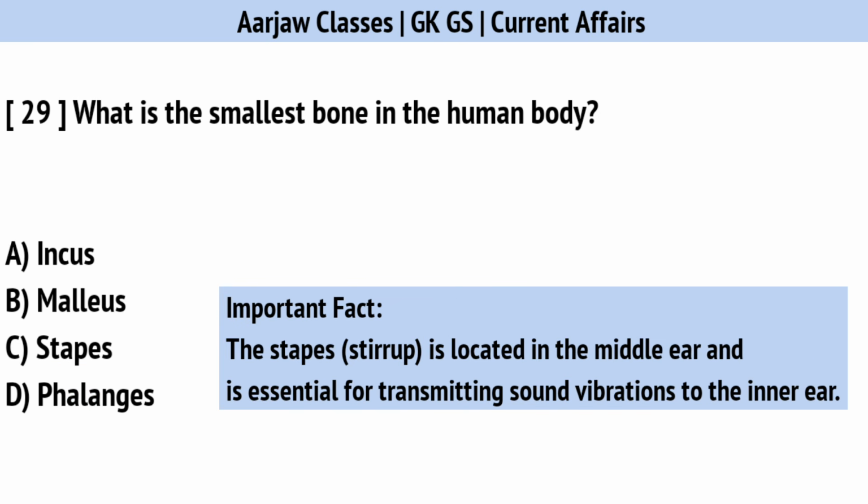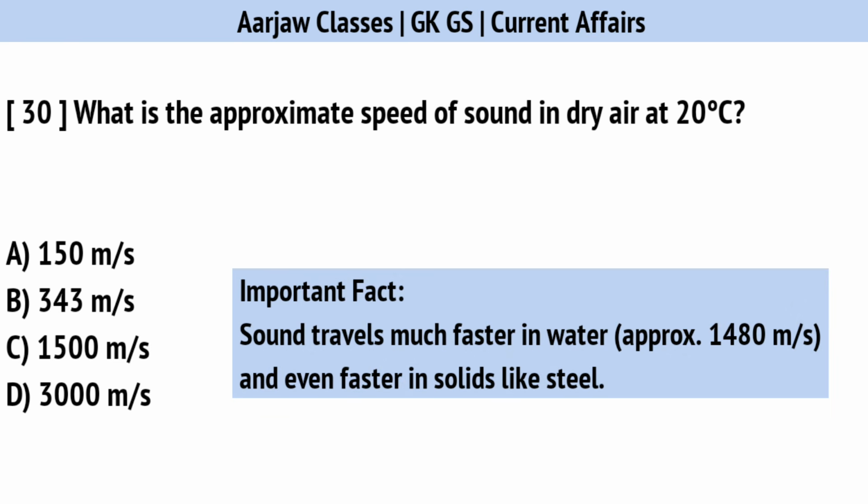What is the smallest bone in the human body? Correct option is C, stapes. What is the approximate speed of sound in dry air at 20 degrees Celsius? Correct option is B, 343 meters per second.